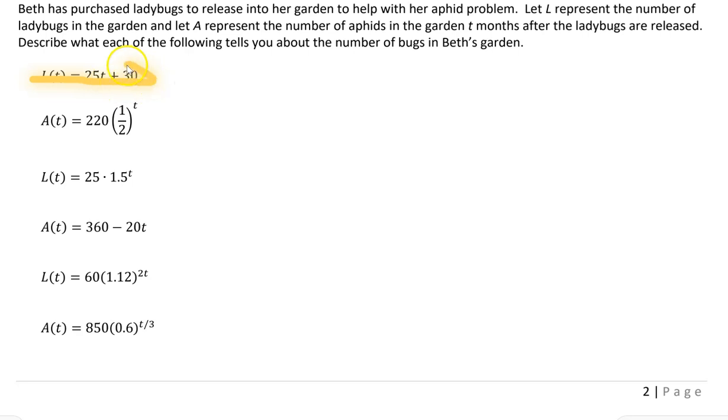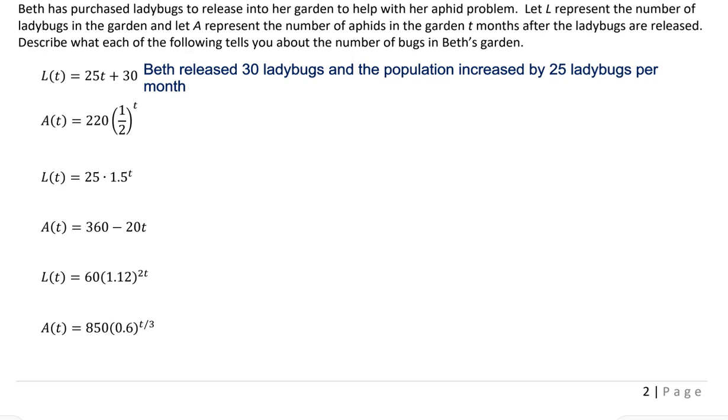So our first equation is linear and it has a slope of 25 and the y value of my y-intercept is 30. So this is telling me that I'm starting at 30 when t equals 0 and then I'm increasing by 25 every time t increases by 1. So in terms of ladybugs, this means that she released 30 ladybugs. And then every month there are 25 additional ladybugs. So if that's breeding or them moving in, whatever, but it's increasing by 25 a month. So here's a pretty version of it. 30 released and 25 additional per month.